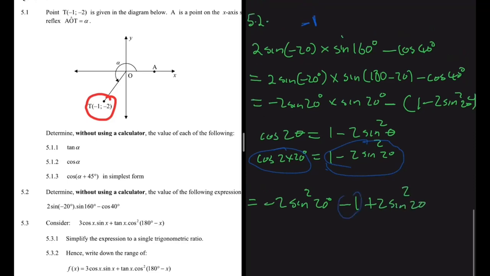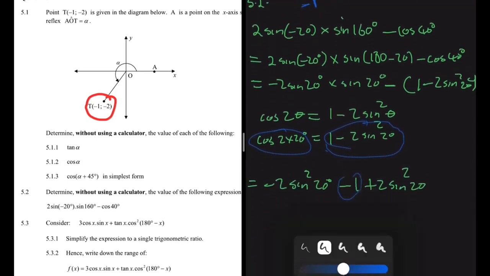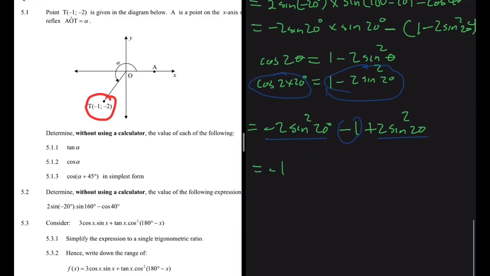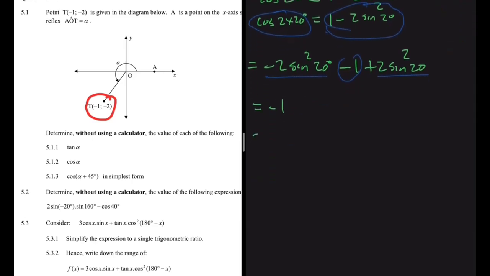So we have a minus 1 here. Here we have minus 2 sine of 20 degrees squared. Here we have plus 2 sine of 20 degrees squared. So it should be obvious now that our answer will be minus 1. The other two will cancel out. Now we can move to 5.3.